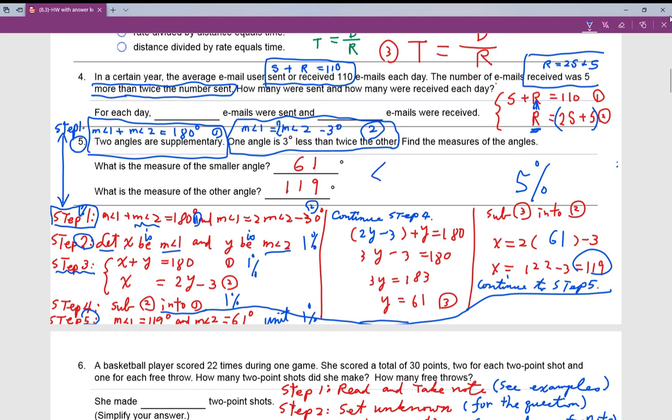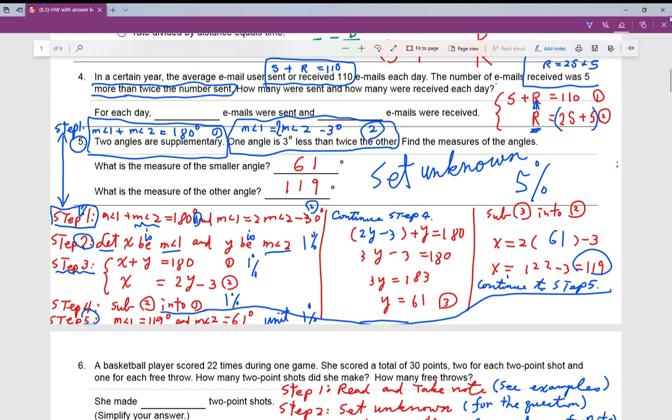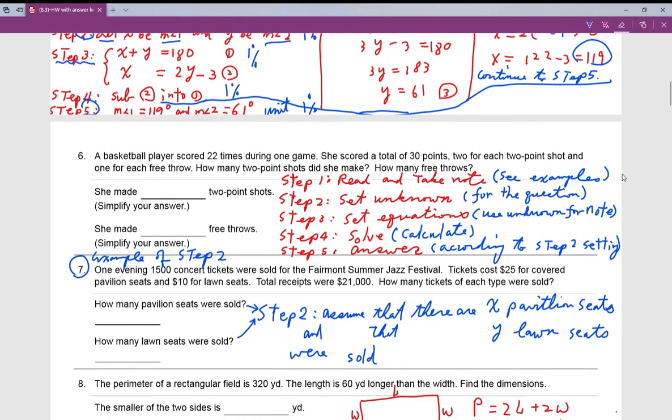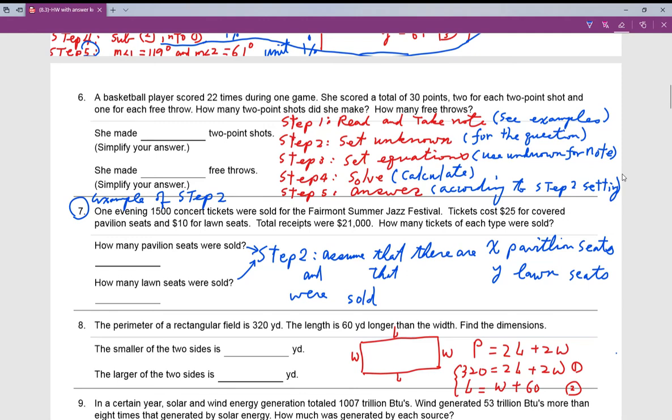Set unknown is the most important step; you have to show the work for your test. So number 6, I show you. I didn't do number 6 because there are too many questions. I'm not going to waste too much of your time watching a video for every question. So, steps 1, 2, 3, 4, 5.